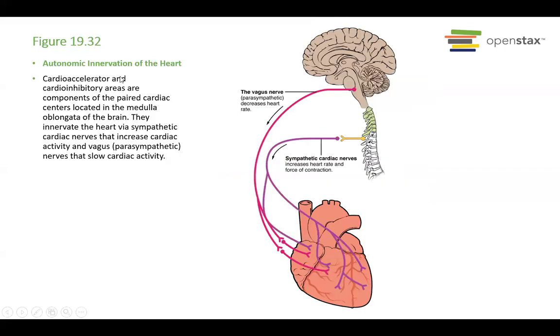There are cardio accelerator and cardio inhibitory areas. These are components of the paired cardiac centers located in the medulla oblongata of the brain. You see, that is the medulla oblongata. That is where your cardio acceleratory center is placed. They innervate the heart via sympathetic cardiac nerves that increase the cardiac activity and the vagus parasympathetic nerves that slow the cardiac activity.